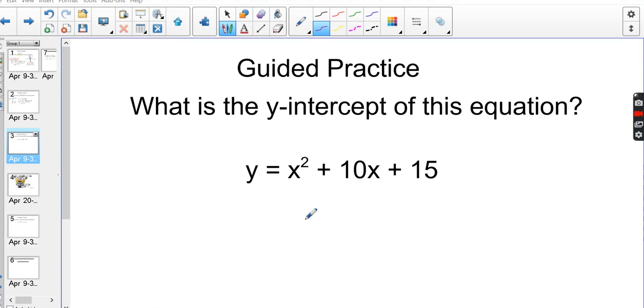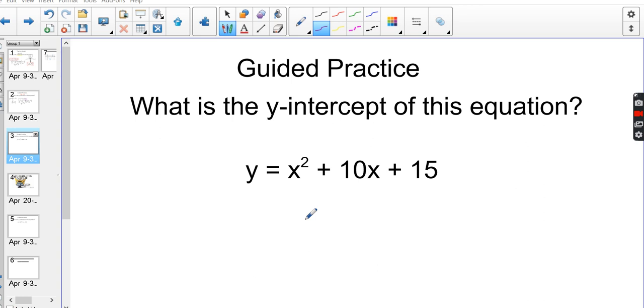Okay, here's one more guided practice problem. So we're looking at the third question. What is the y-intercept of this equation? And I'll do it algebraically again. So just pause the video, try the question on your own, and then I'll go through it algebraically and graphically.